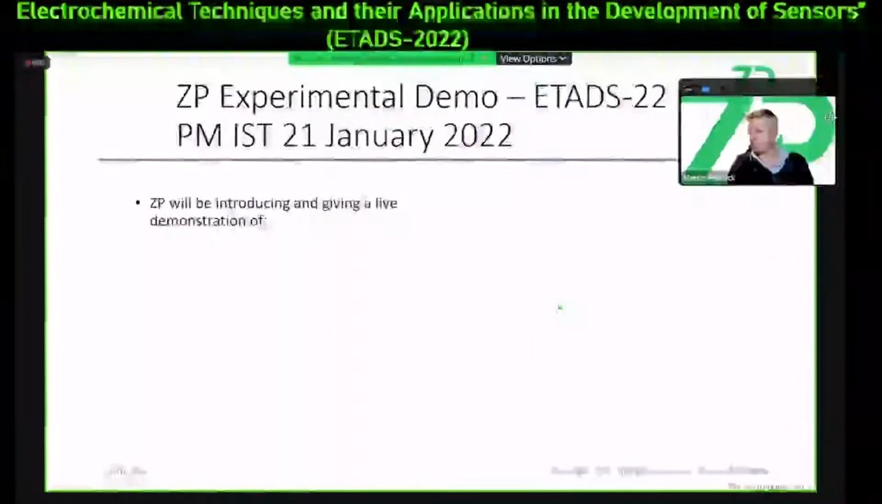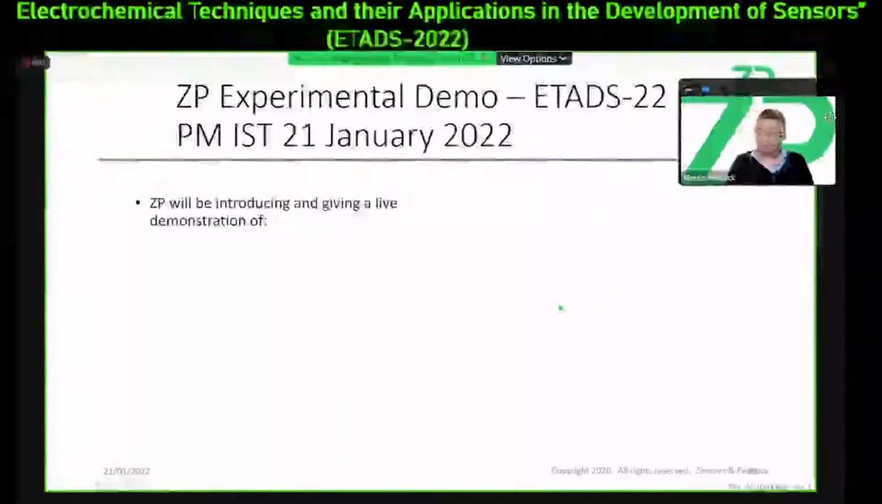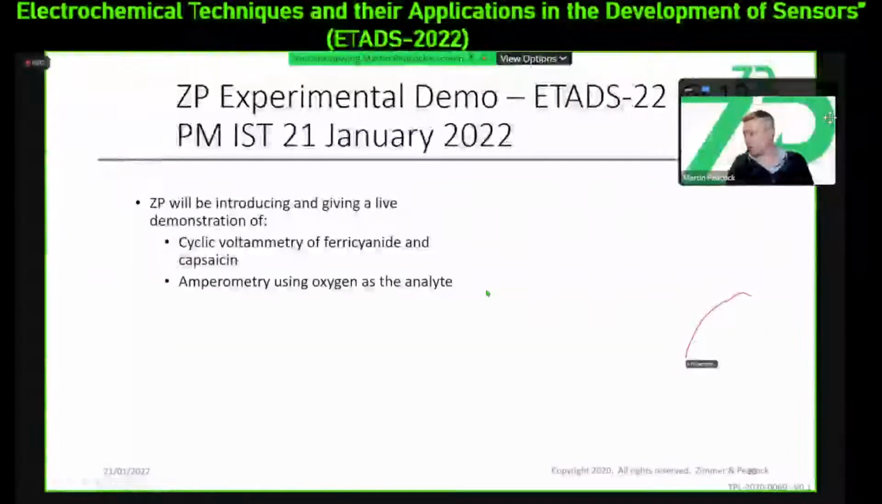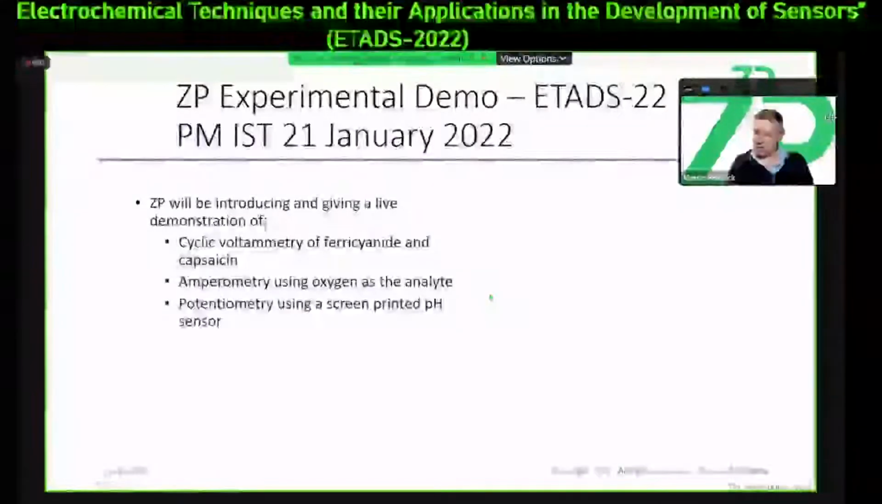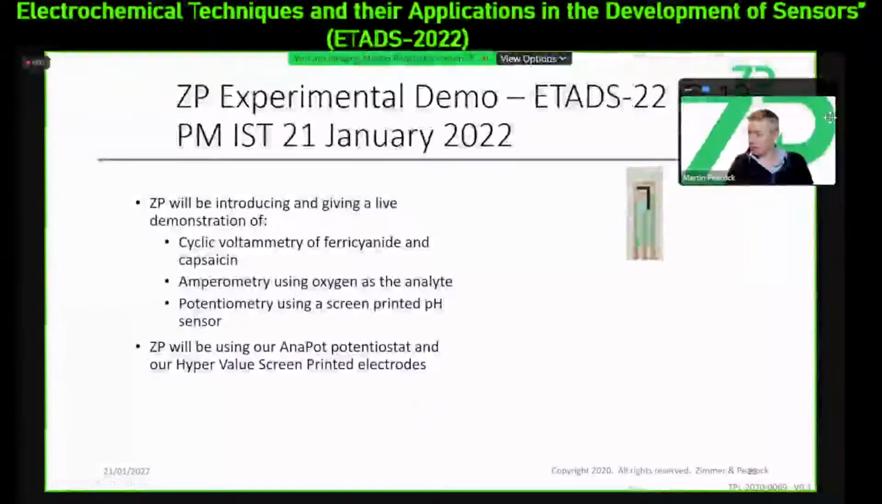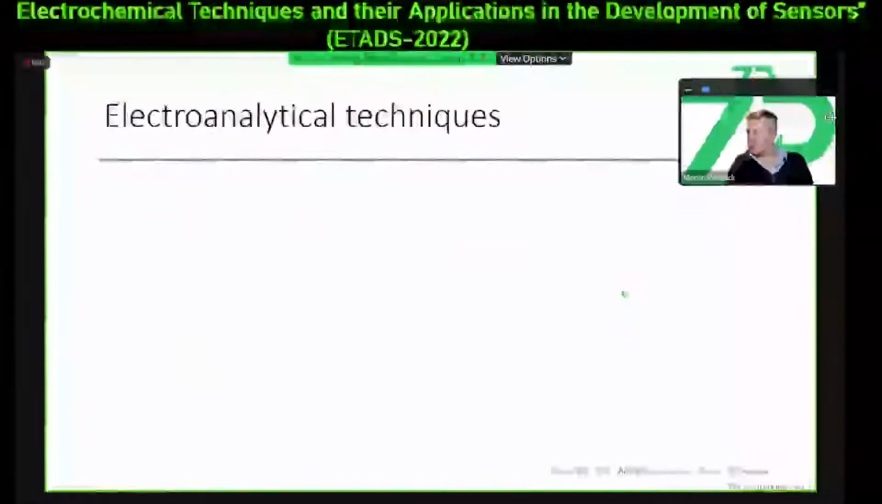demonstrations. We were going to give some live demonstrations of cyclic voltammetry, some live demonstrations on amperometry, and then some live demonstrations on potentiometry. We will be using throughout this mostly our hypervalue screen printed electrodes and our Anapot potentiostats. So these guys and this guy.